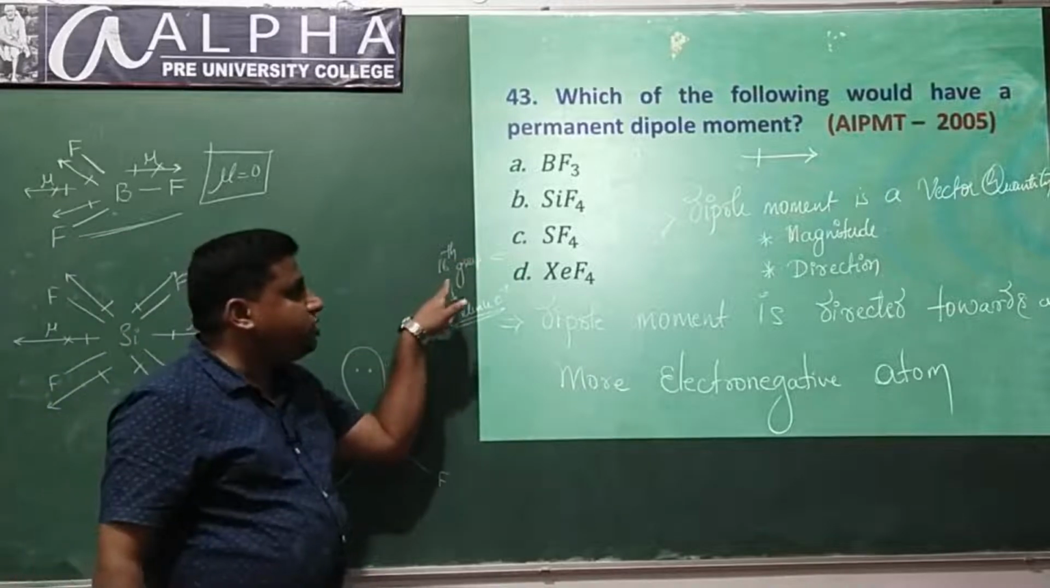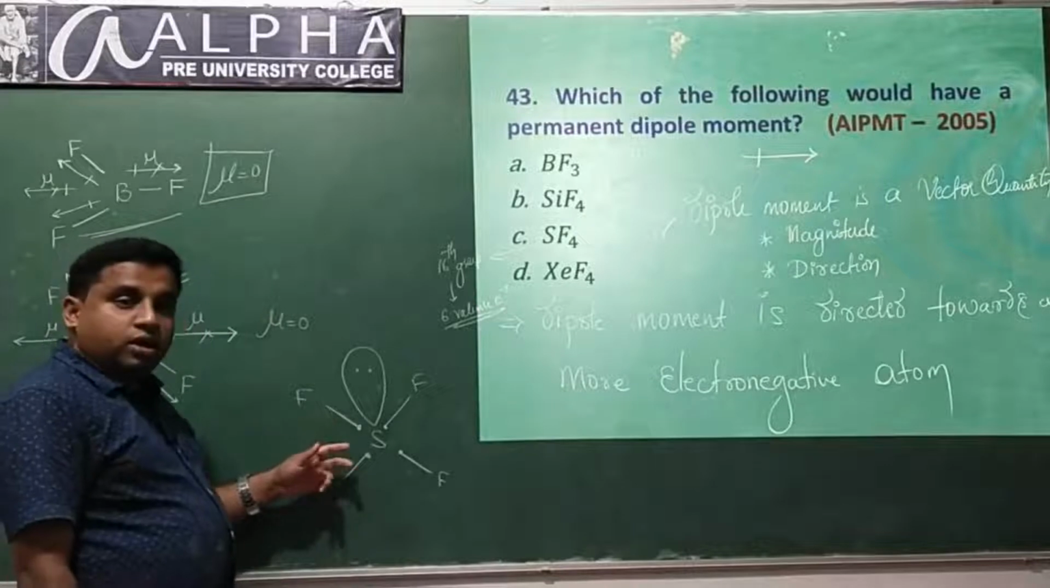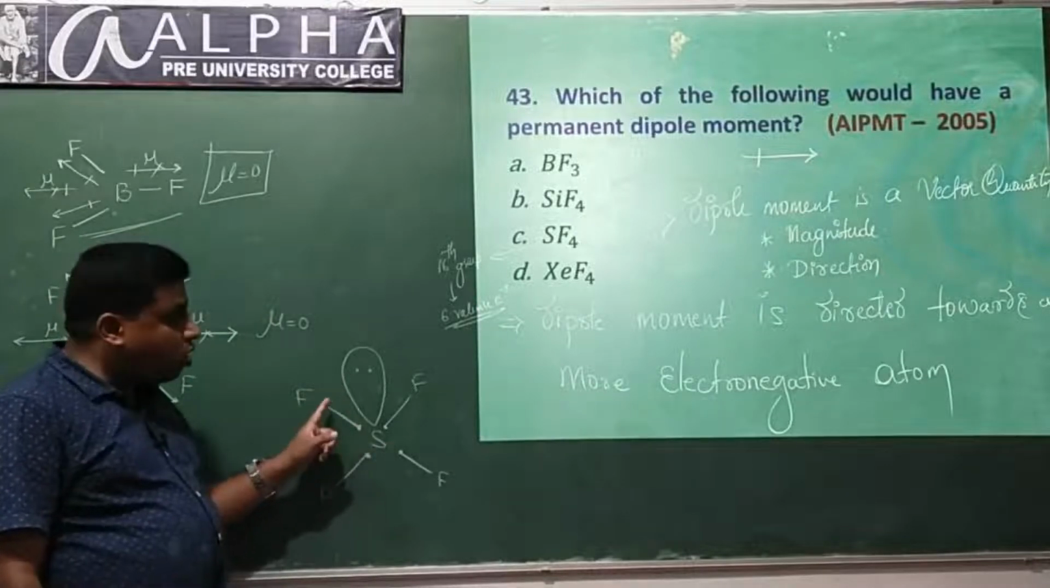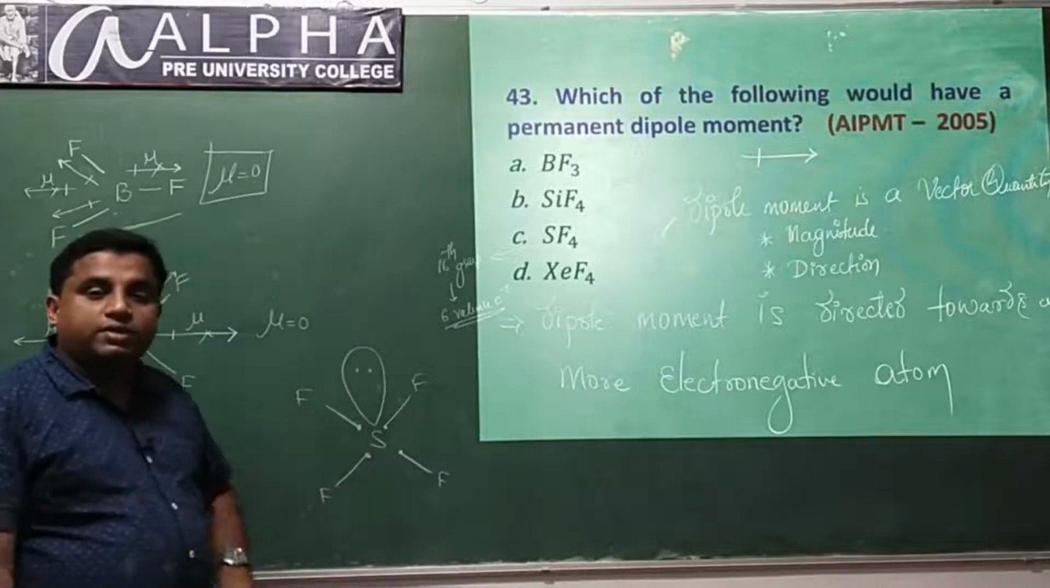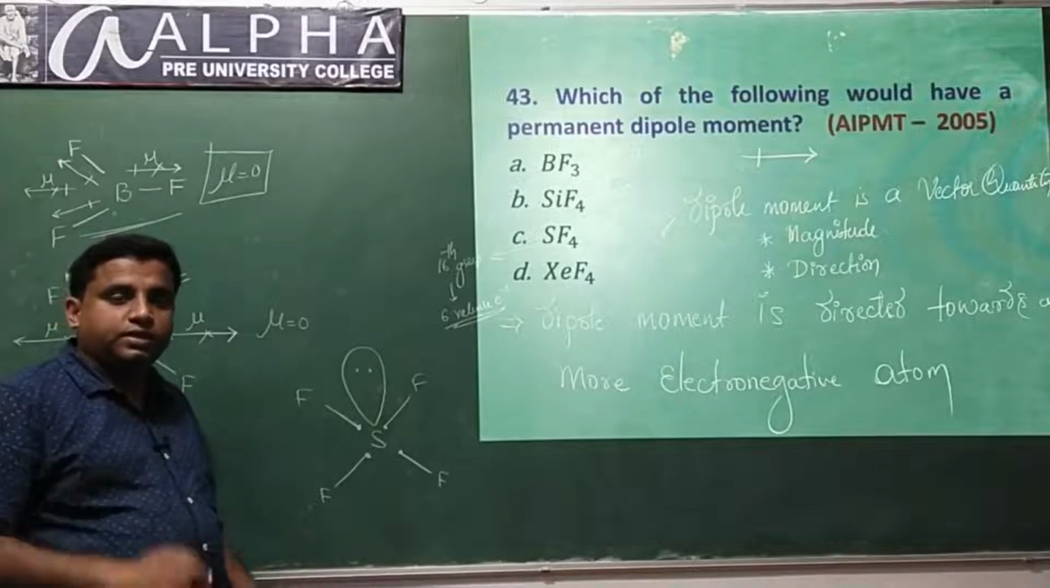Sulfur belongs to the 16th group, which means 6 valence electrons. Out of 6 valence electrons, it has used 4 valence electrons to form bonds with 4 fluorine, and the remaining 2 valence electrons are a lone pair of electrons. Am I correct? Is that simple?